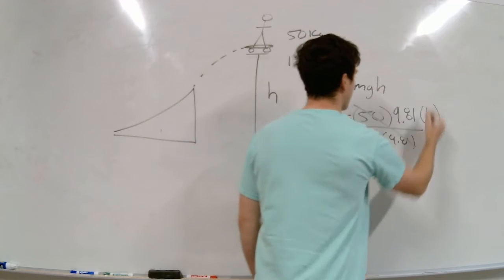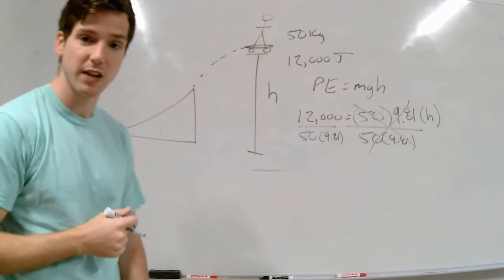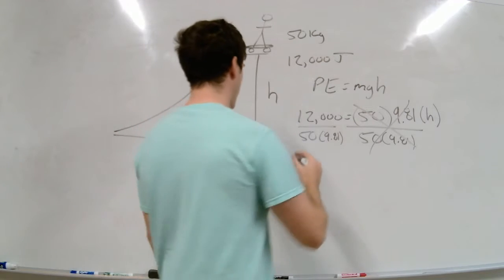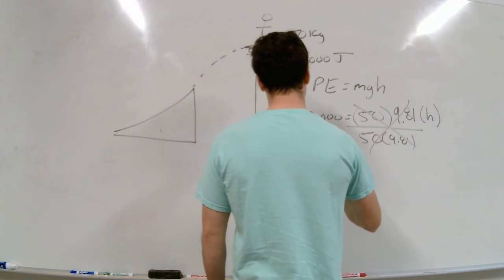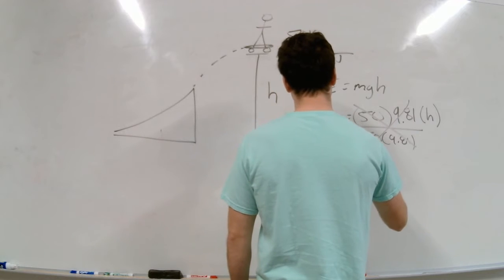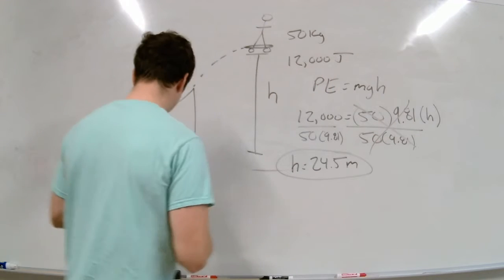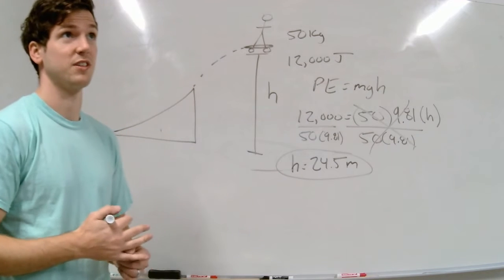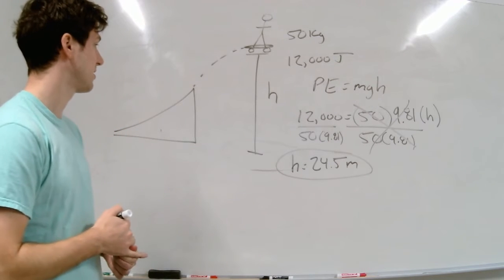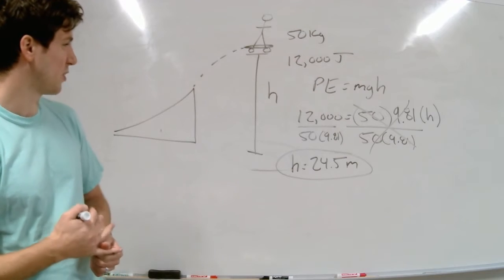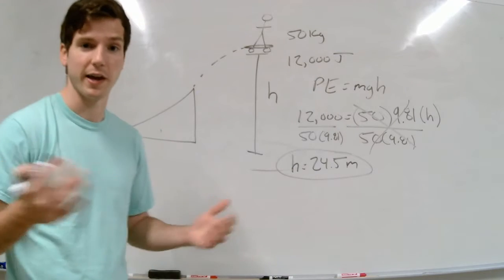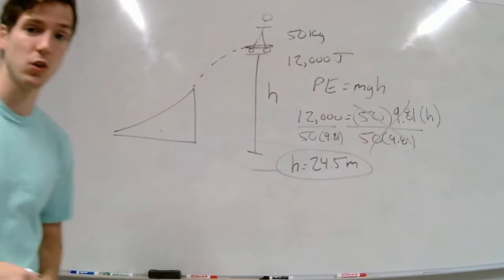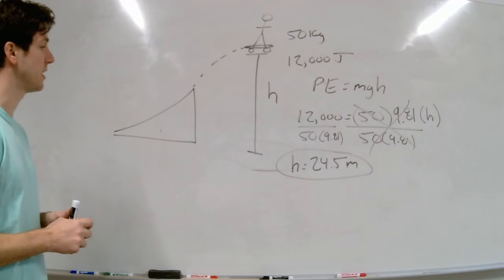So we'll have 12,000 divided by 50 times 9.81, and our height will equal somewhere around 24.5 meters. Okay, so that's pretty high off of the ground, right? A meter's about 3 feet. Okay, so 60, so you got about 75 feet up in the air. Okay, that's pretty ridiculous. So that is potential energy, and that's about as complicated as it's going to be.